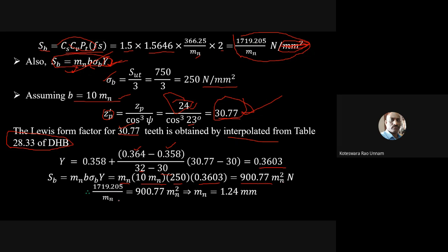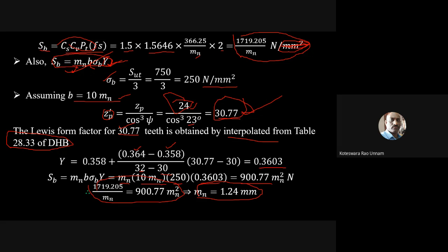So if I equate these two, then from this equation I'll get Mn value as 1.24. So that is the calculation of normal module based on the velocity factor. So that is the first part of our solution for the first part of the question.